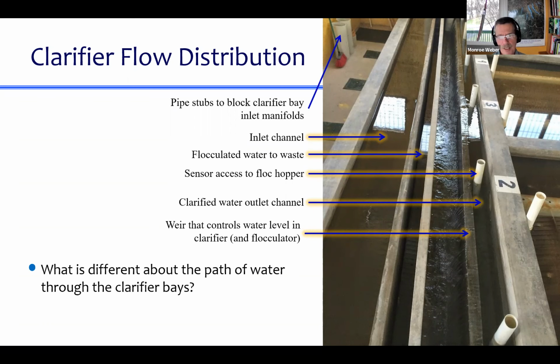So what is different about the path of water through the clarifier bays? Is there any difference in the path that the water has to take to get through these various clarifier bays? Because if there are any differences, that could cause a difference in flow through the different bays. So do you see any difference in the path through these various bays?